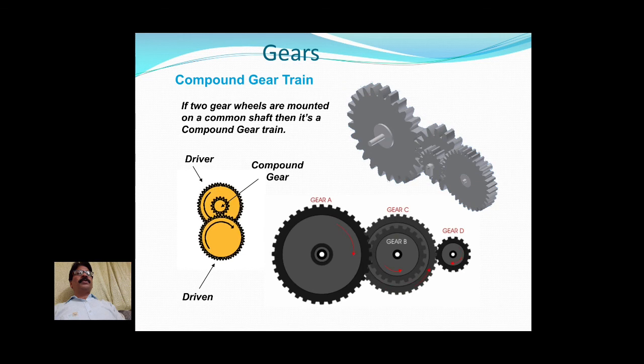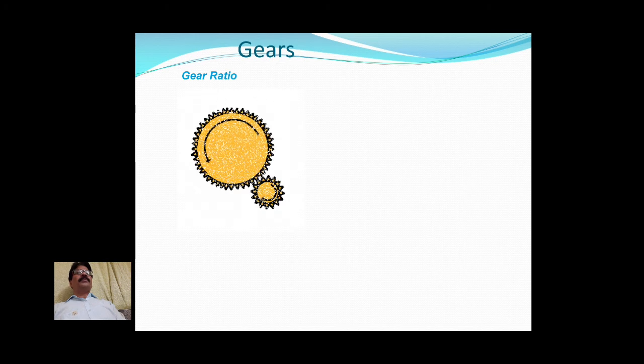In the animated view, you can see the compound gear train. Okay, the different types of compound gear trains you can see over here. Next is the gear ratio. This is a very important factor, and in the examination a numerical is also asked on gear ratio.